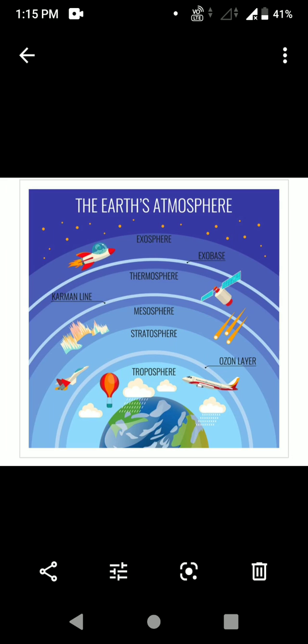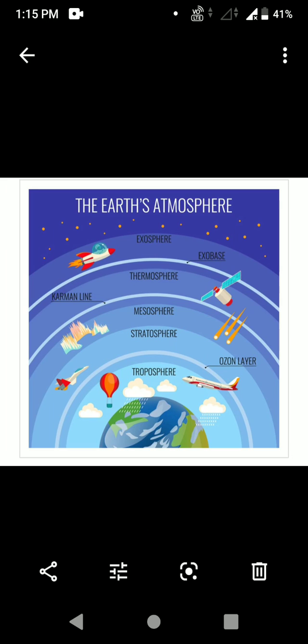Okay, can you see this picture? A beautiful picture of the Earth's atmosphere. There are 5 atmospheric layers. Which are the 5 atmospheric layers, students? They are the Troposphere, Stratosphere, Mesosphere, Thermosphere and Exosphere. Okay. Now, one by one we can learn.